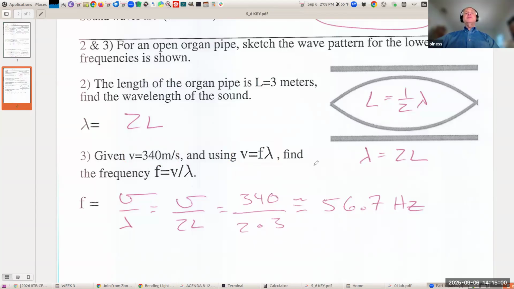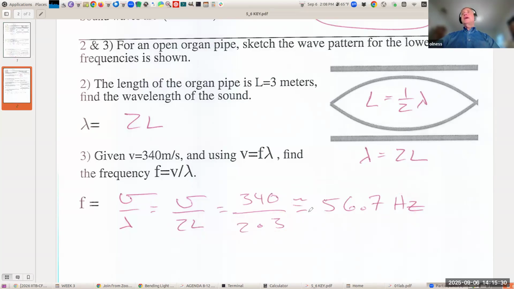So I can get frequency if I divide by lambda, and so the frequency is the velocity divided by the wavelength. So here it is, this is the frequency, and I just figured out that the wavelength is twice the length of the pipe. So the velocity is 340, the length of the pipe is 3 meters, and I figured out the full wavelength is twice that, 6 meters, and I get about 56 hertz, which is a fairly low note.